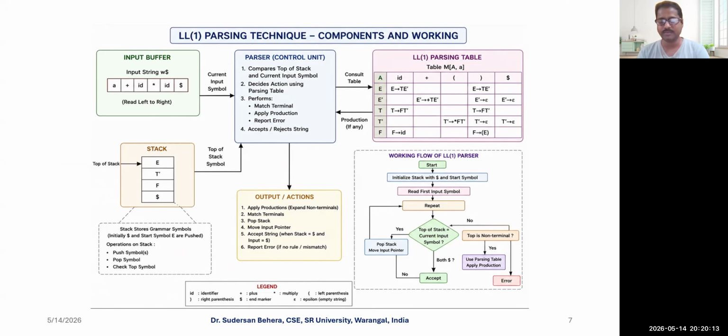What I explained there is presented here grammatically: the same parsing table, the parsing action, the input buffer. It has four parts: the input buffer, the stack, the parsing table, and the parsing function, that means the algorithm. The same thing is also depicted in the form of a flowchart. You can read it, it is not difficult, it is easy to understand. If you don't understand, you can comment in the comment section.